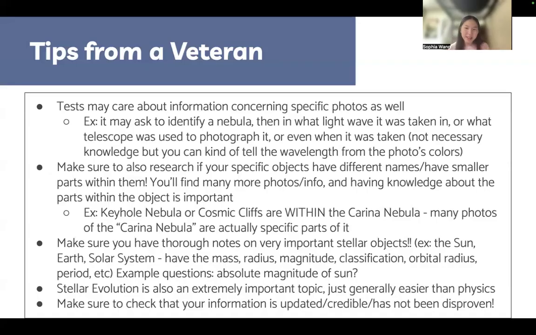You need to have, at the very least, facts like the mass, radius, magnitude, classification, orbital radius, period, etc. All those things. An actual question you can get on a test is just the absolute magnitude of the Sun. That's 3 points. It's easy. You should be able to know that instantly, if not from your notes, then off the top of your head. That's 4.83. I just know that from having answered it too many times. So these are really important things.